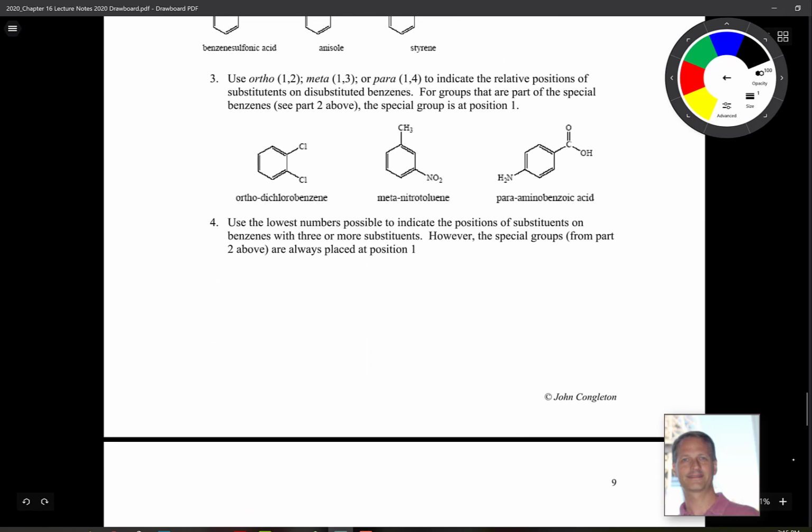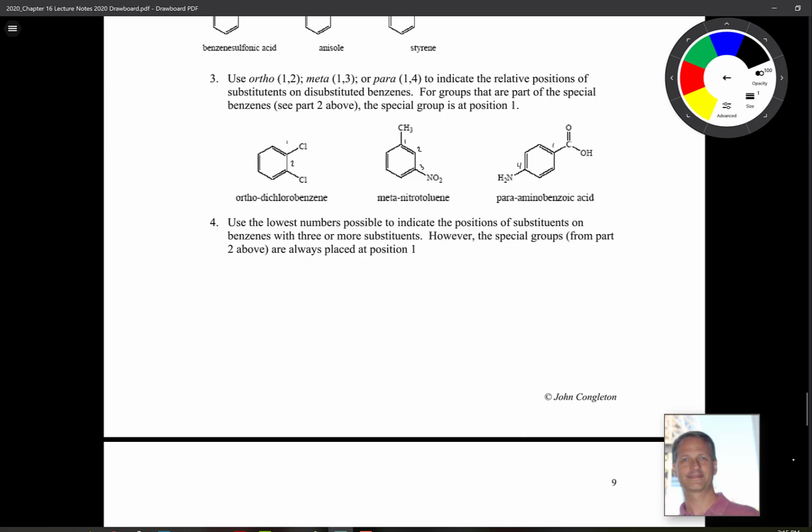Now the numbering, just as a little review: ortho is 1,2, meta is 1,3, para is 1,4. So here we have a 1,2, that's ortho. We could call it 1,2-dichloro. Right here we have meta-nitrotoluene, so that's a 1,3 orientation. And here we have para, that's a 1,4 orientation of those two substituents.